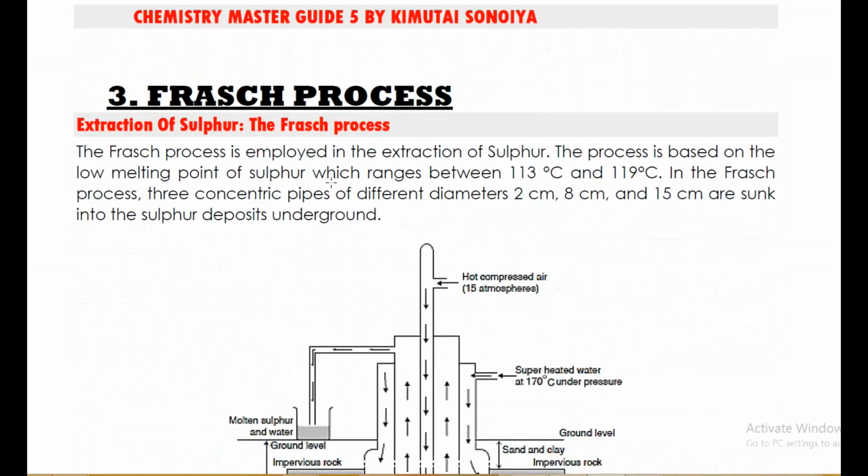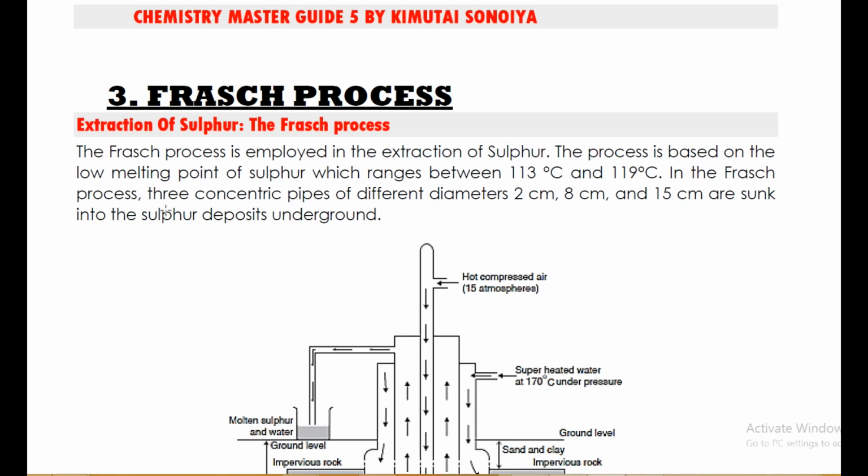Next process I will take you through is the flash process. The flash process is the process where sulfur is extracted from the ground. So the flash process is employed in the extraction of sulfur. The process is based on the low melting point of sulfur, which ranges between 113 degrees to 119.